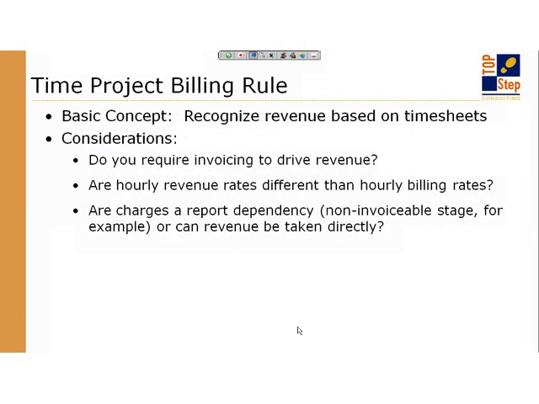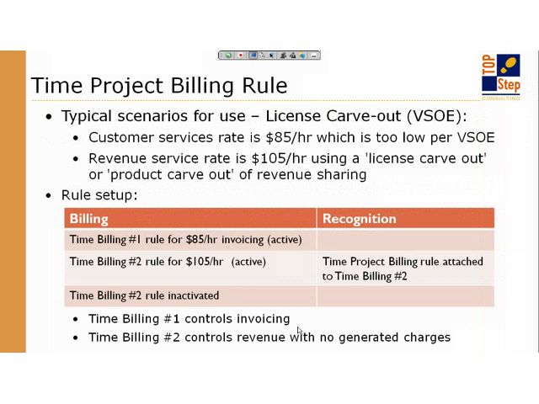Here's an example for VSOE, and I also call this a license carve-out. I'm setting up rules. Time billing rule 1 is the one that's going to invoice the customer, and the customer is getting invoiced every hour for $85 an hour. Time billing rule 2 is the one I'm setting up to drive revenue recognition against this time project billing rule. Once I have time billing rule 2 set up with a different rate, I attach it to the recognition rule, and I'll show you what that looks like in a second. Once I've got that attachment done, I can inactivate the billing rule so there's no conflict as to where the timesheets are being generated.